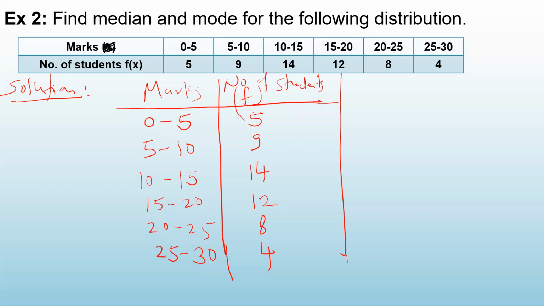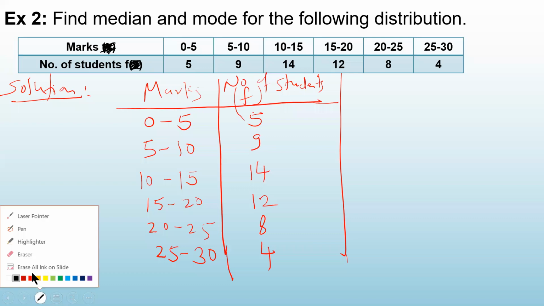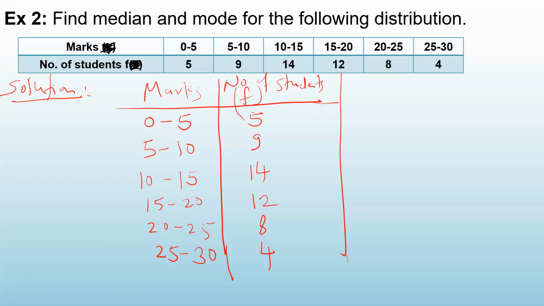Okay, marks are in this range. That is class interval, and this is the frequency. So I have written the table in the vertical way.